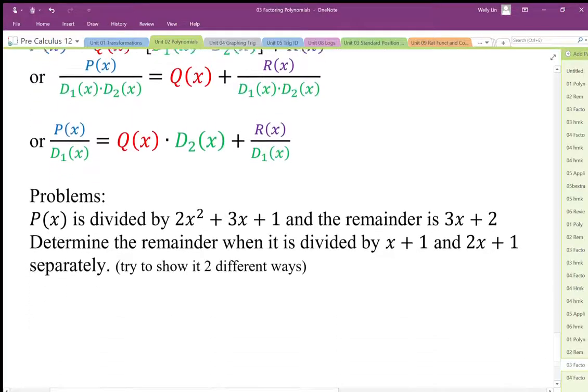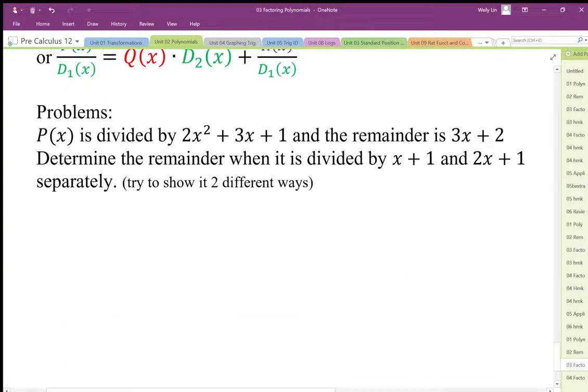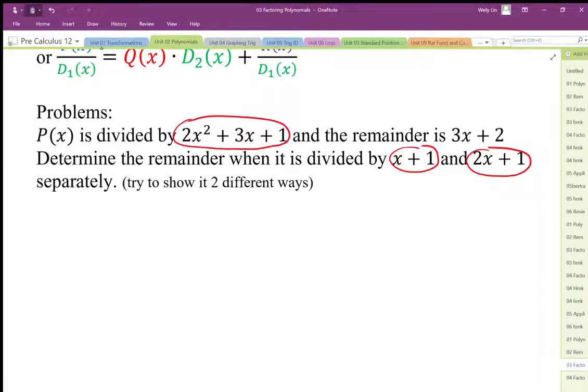Okay, so here's a problem, similar to one that we did the other day. We have this unknown p of x, and we divide it by 2x squared plus 3x plus 1. Now, the remainder is 3x plus 2, and we want to know the remainder when it's divided by these individual factors, x plus 1 and 2x plus 1. First of all, it's important to recognize that when we combine these two linear factors, we end up with this factor here. So I'm going to write the division statement out.